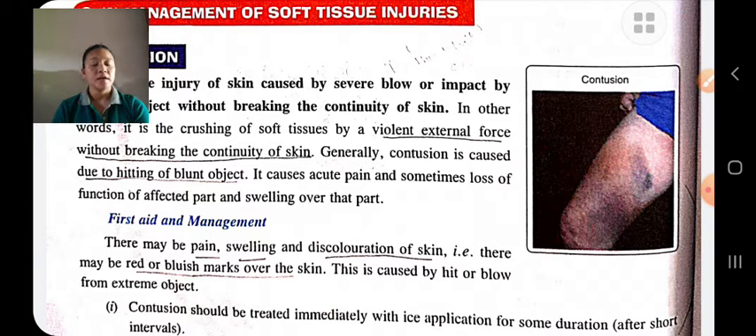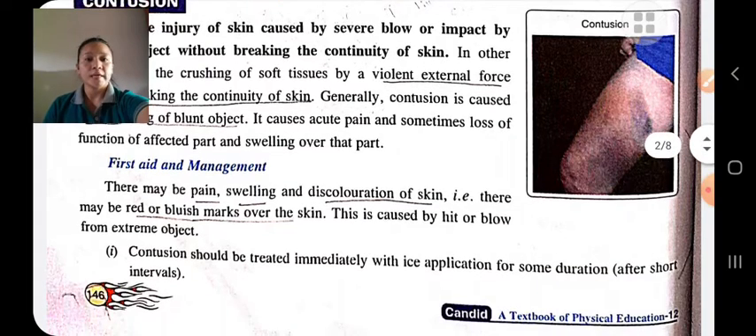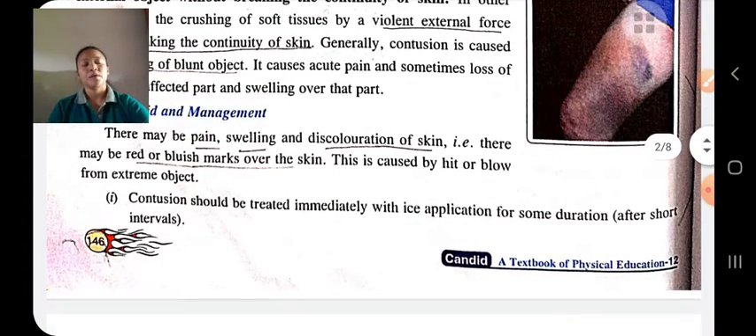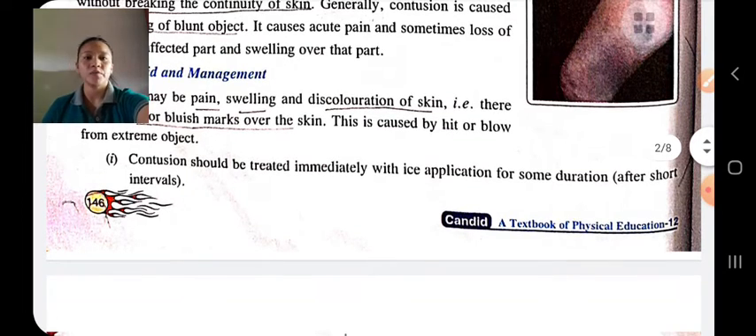In contusion, there is internal bleeding, due to which the color of the skin changes from red to blue. Its first aid and management technique. The first treatment of contusion is icing. Contusion should be treated immediately with ice applications for some duration after some intervals.